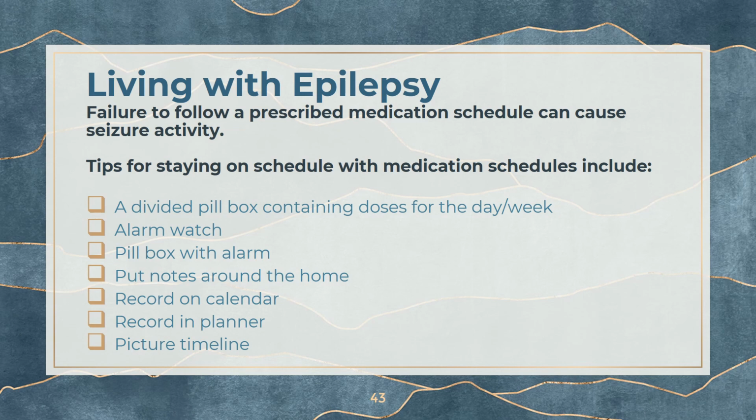We may find that people we support have difficulties staying on task with their medication schedule. When a prescribed medication schedule is not followed, seizure activity can occur. Some ways we can assist people we support with staying on task include using a divided pill box with doses for each day of the week, using an alarm clock or watch, using a pill box with an alarm, putting notes around the home, using a wall calendar or any type of calendar to show when medications should be taken, using a day planner, and using a picture timeline.